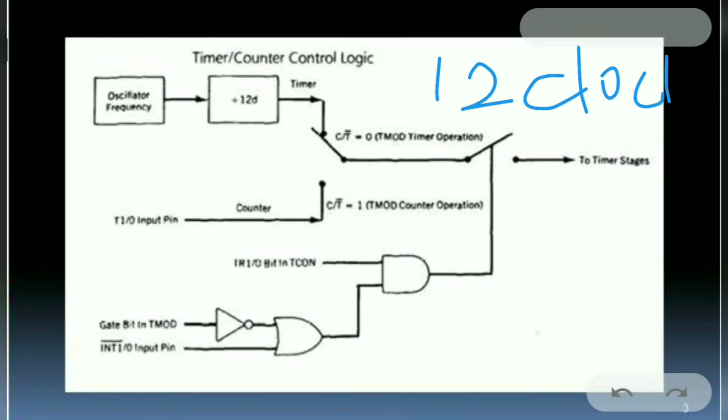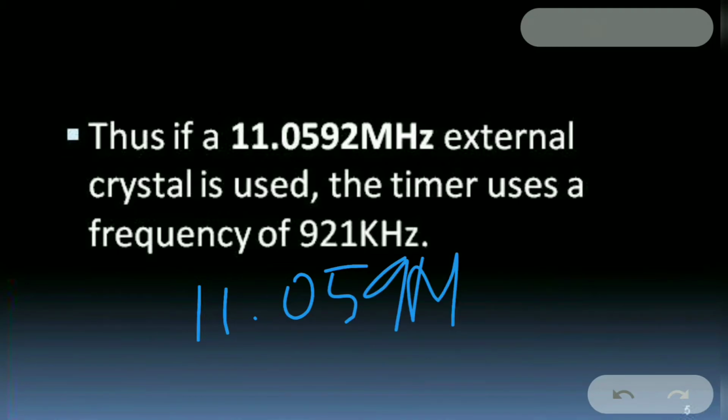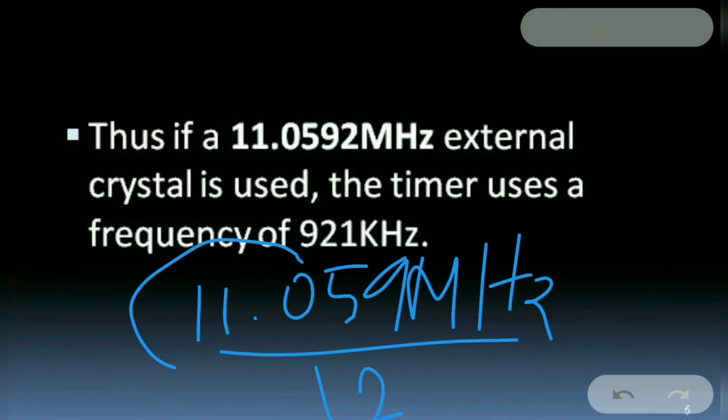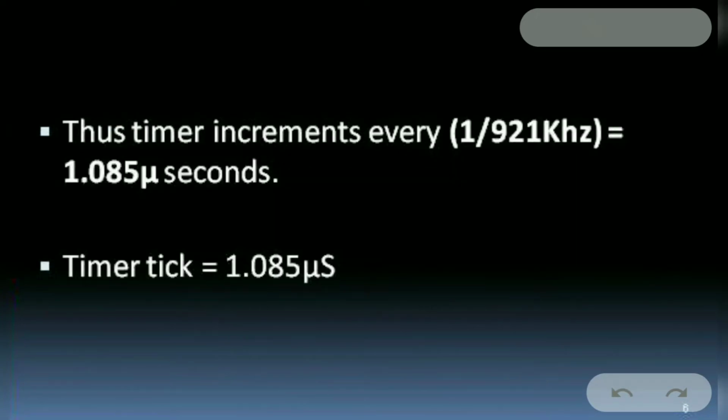So the timer frequency is divided by 12 before applying it to its input. If the external oscillator frequency is 11.0592 MHz, then the clock frequency will be 11.0592 MHz divided by 12, and the answer will be 921 kHz. That is, the clock frequency for this external crystal frequency is 921 kHz.